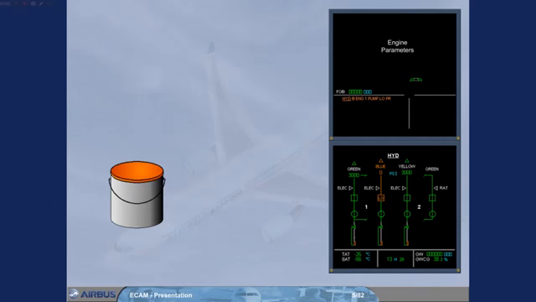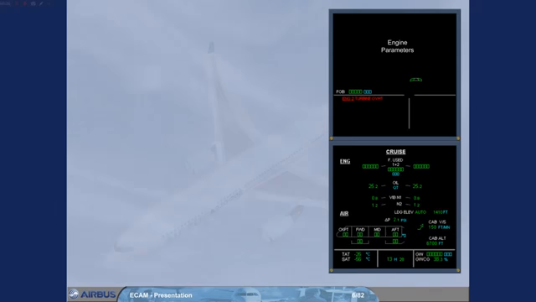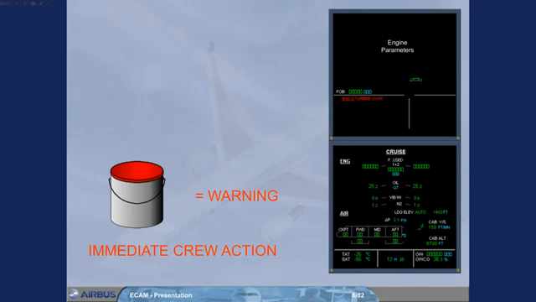Amber color coding is reserved for abnormal indications that require crew awareness but not immediate crew action. Notice on the engine and warning display the amber failure message and on the system display the amber indications. Red color coding is reserved for serious parameter exceedance and warnings that require immediate crew action. Notice the red warning message on the engine warning display.